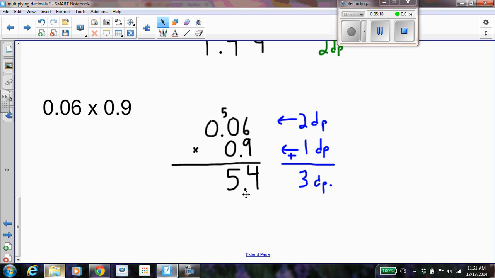This is just 1. This is 2. That's not cutting it. So I have to go one more, and I'm going to have to annex a 0 there. I'm going to have to put a placeholder, a 0 there. I don't like when it does that, but it just does. Okay, so I have 0 and 54 thousandths as my product. I have 3 decimal places to the right, so I am completed with that.